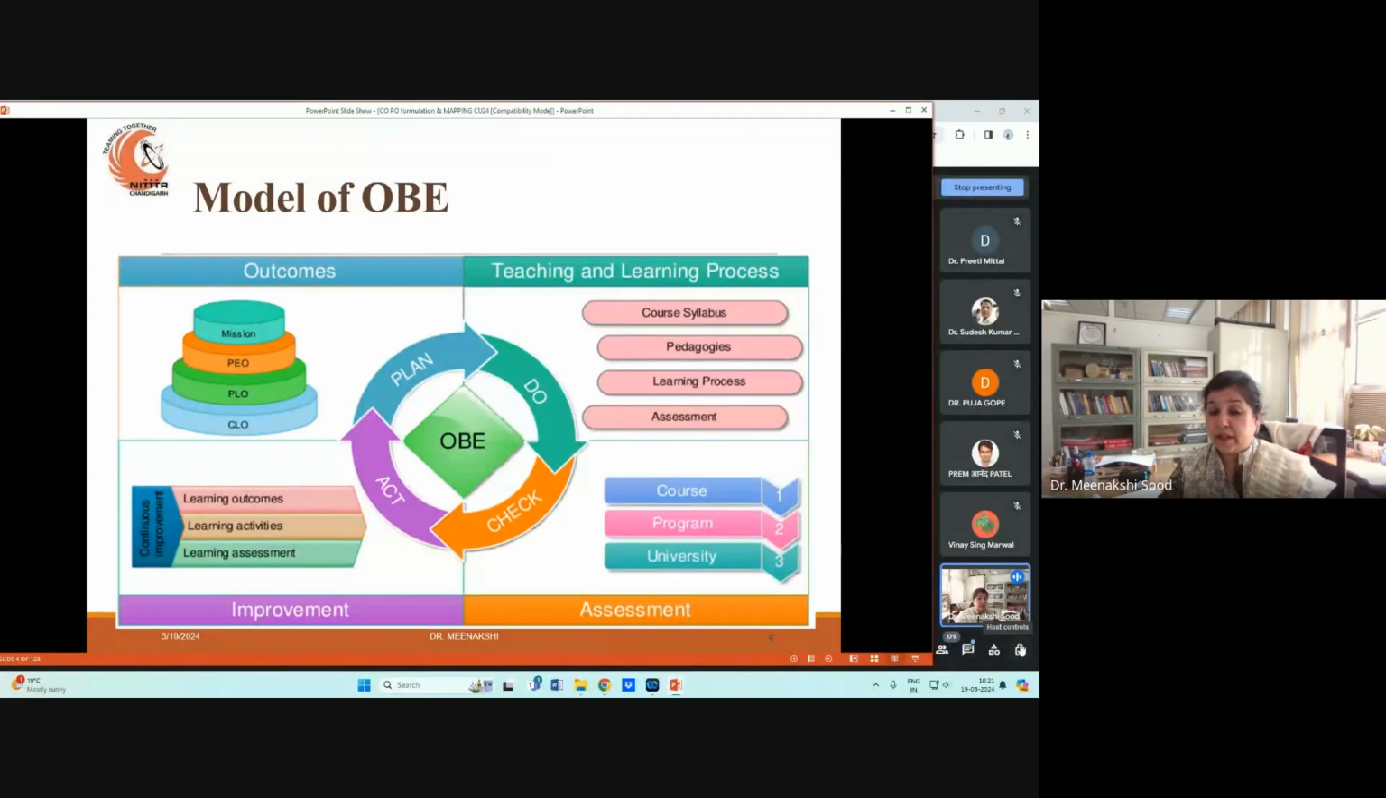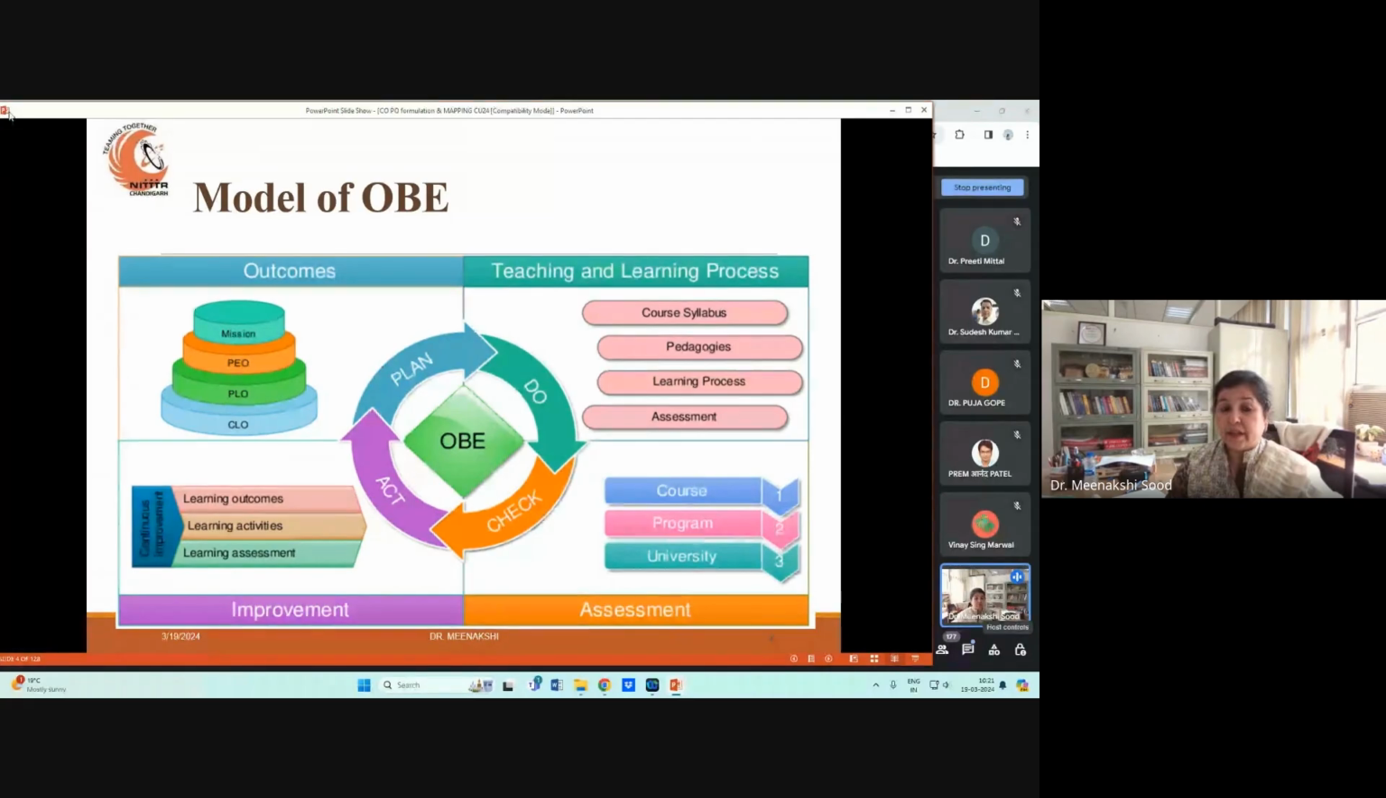Once we do it, then we check it: what we have done for the students, what achievements we have attained at the course level, whether the student has learned what we have taught or not, how we are evaluating him, what type of questions we are asking, on what criteria, and what assessment techniques or tools we are using, right? So that is the checking part.